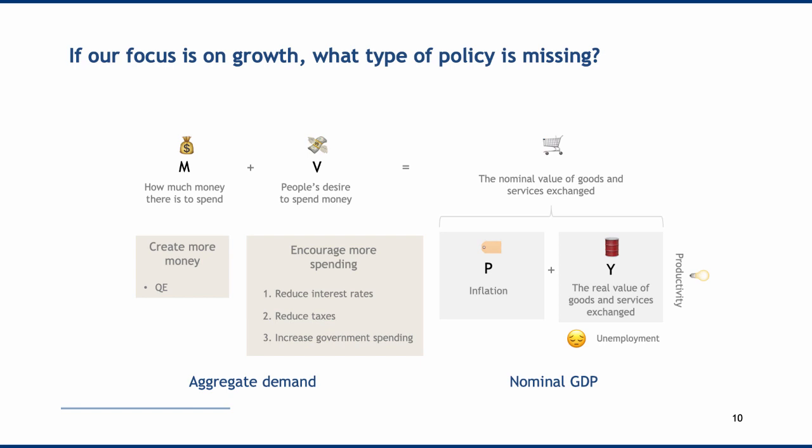Now, if our focus is on growth and we're not simply trying to generate inflation or boosts to nominal GDP, if our objective is real GDP growth, the question is what kind of policy is missing. What we've seen so far is that monetary and fiscal policy can be effective tools to increase aggregate demand, but if that's predominantly going to be manifested in inflation, where do increases in real GDP come from? Well, that's going to come from productivity improvements, and we refer to this as structural policy.